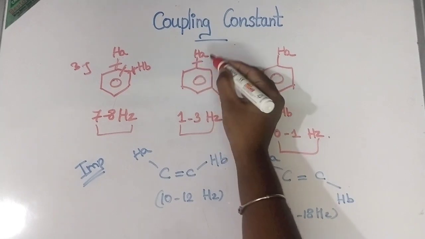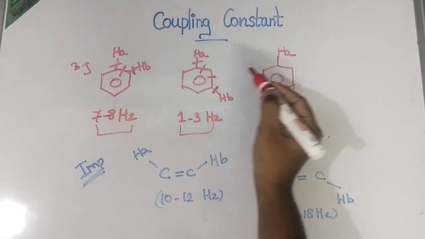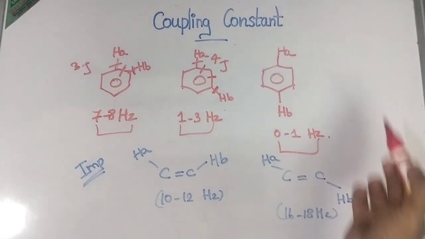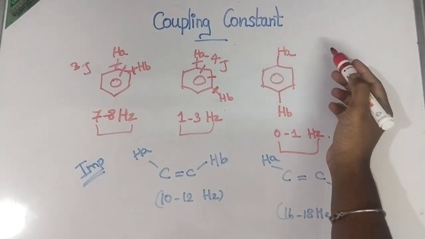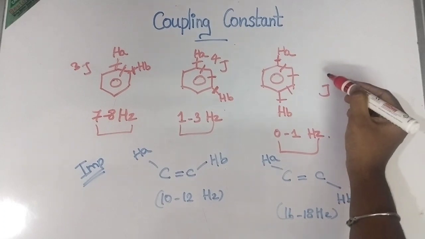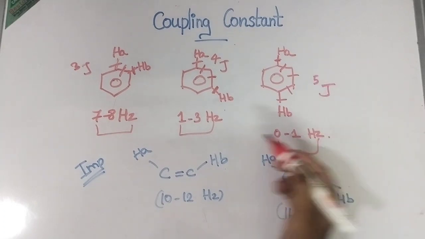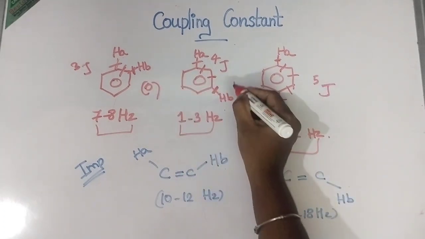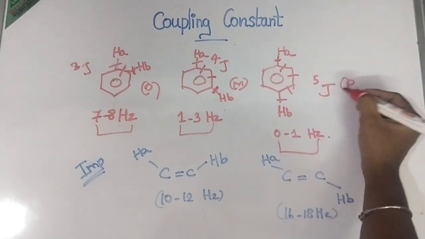The number of intervening bonds is 1, 2, 3, 4. Okay, it is known as J4 coupling. And in this case, 1, 2, 3, 4, 5. Okay, it is J5 coupling, right? This is ortho, this is meta, and this is para.